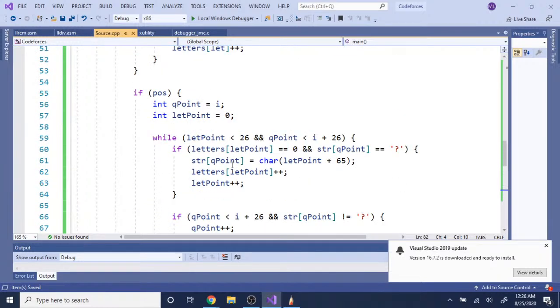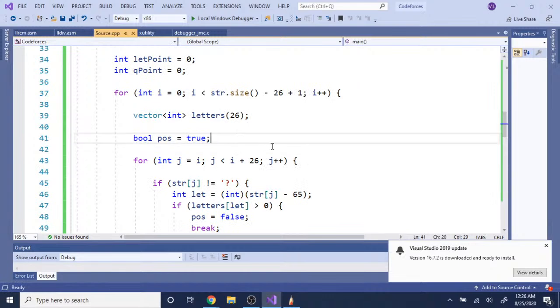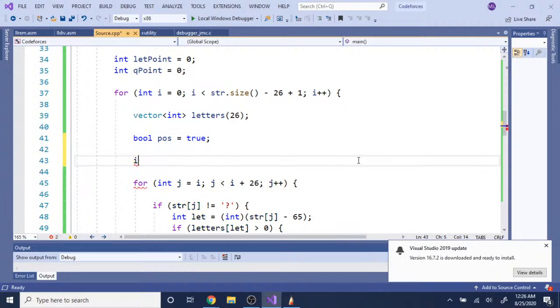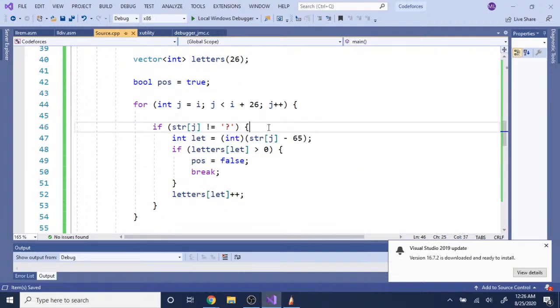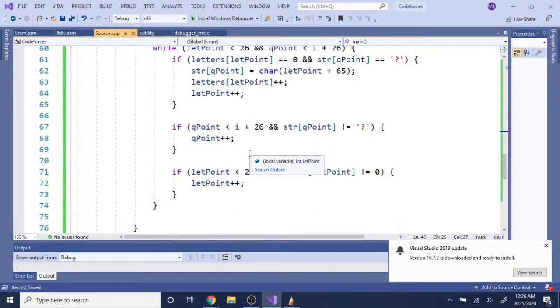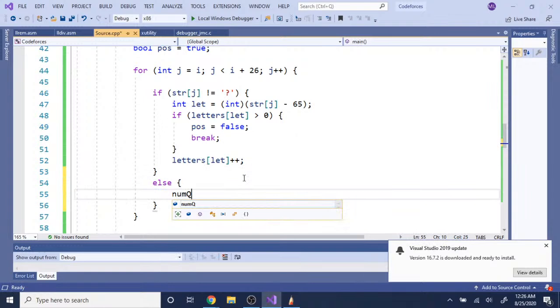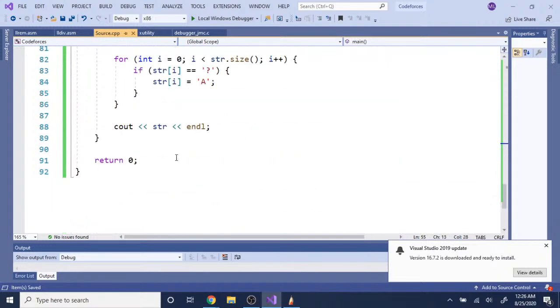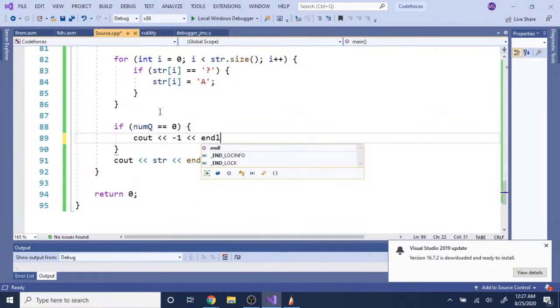Let's see. We could check a statement right here, if there's no question mark. Go through every 26, count the number of question marks. If the number of question marks in the end is 0, then it's just not possible. So let's do else, num question marks plus plus, and then down here, if number question marks is equal to 0, then you print out -1. Else do this.